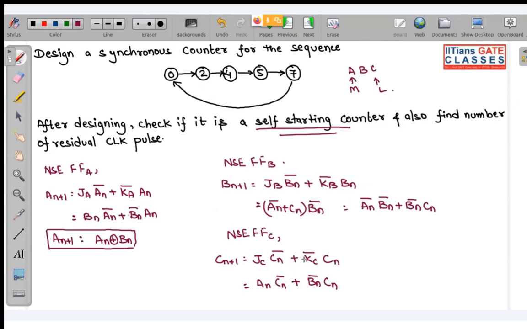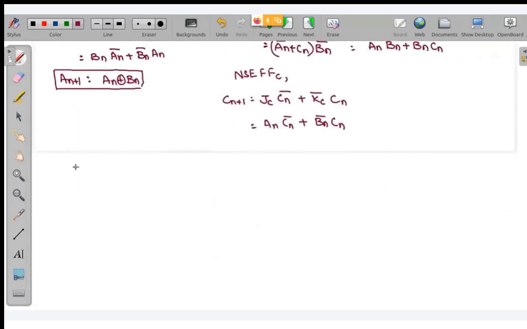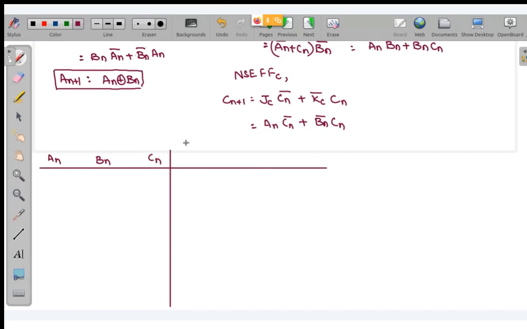Now one more task I am giving you. Please don't get angry with me. This is very simple. What I want you to do is just calculate the next state very quickly. Then I will tell you what is residual clock pulse and self-starting counter. So tell me very quickly with the help of the next state equations.